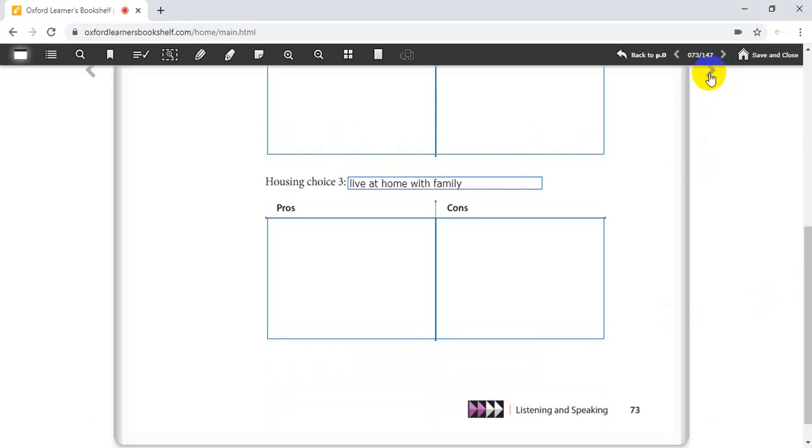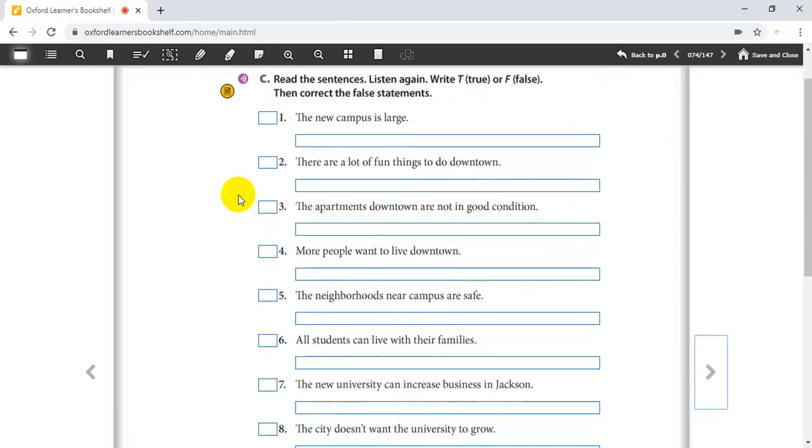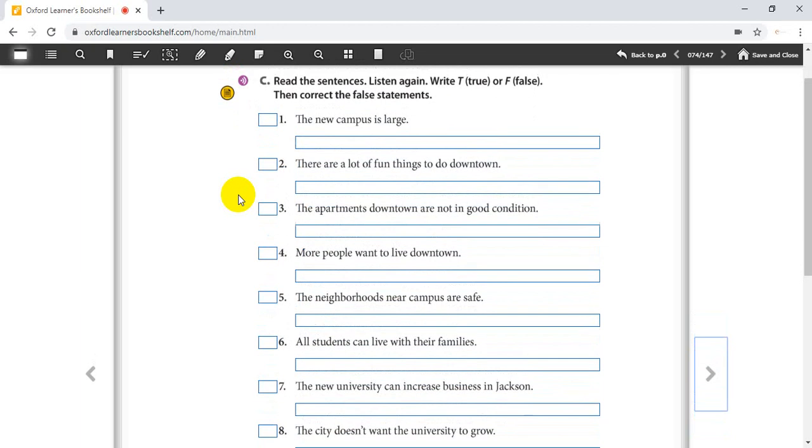Okay, now next, page number 74. On page number 74, you're going to read the sentences. After that, you will listen and write true or false. And you're going to correct the false statements. So I'm going to give you now a quick minute. In that minute, I want you to read these 8 sentences. Then I will play the audio and you're going to write true or false, and you're going to correct the false statements. Okay, so your minute starts now to read the 8 sentences, and then I will play the audio.